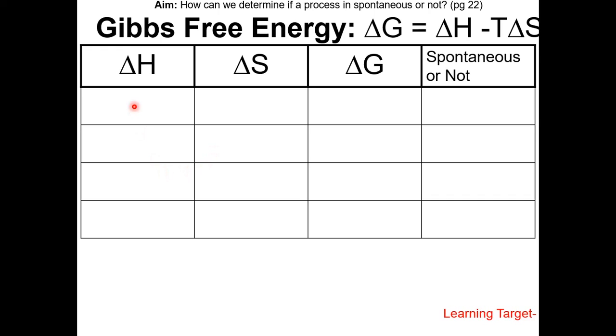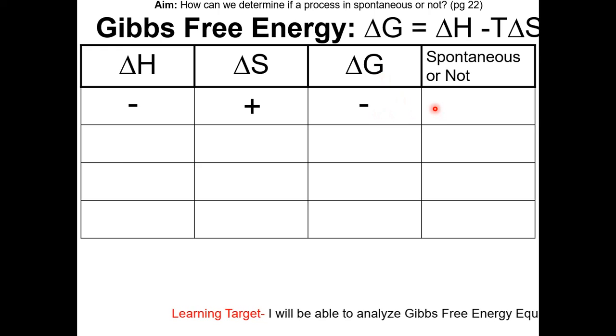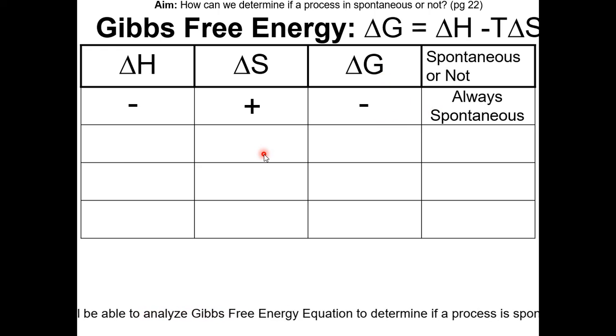In the first scenario, enthalpy is decreasing, so it's exothermic, and entropy is positive, so it's increasing. So will delta G be positive or negative? If we use the equation, delta G will be negative. Delta H is negative, T, which is in Kelvin, is always positive, and delta S is positive in this scenario, so a negative number minus a negative number will always give you a negative number for delta G. So is this process spontaneous or not? Since delta G is negative, it is spontaneous. Let's look at the next scenario.